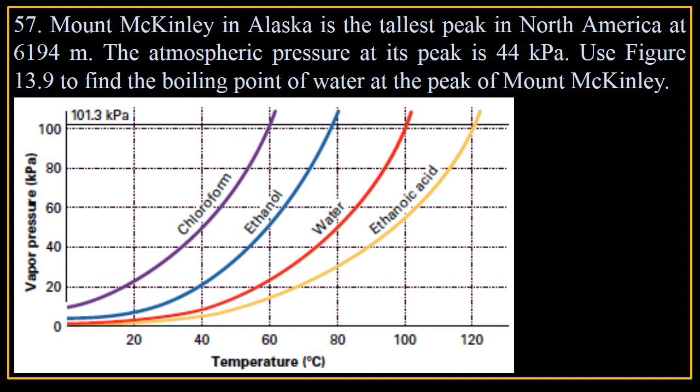All right, Mount McKinley in Alaska is the tallest peak in North America at 6,194 meters. That's pretty tall. The atmospheric pressure at the peak is 44 kilopascals. Use figure 13.9 to find the boiling point of water at the peak of Mount McKinley. It's going to be about 80 degrees-ish. You see that it says 44 kilopascals. So 40 crosses it less than 80. So 44 will be a little bit less than 80.